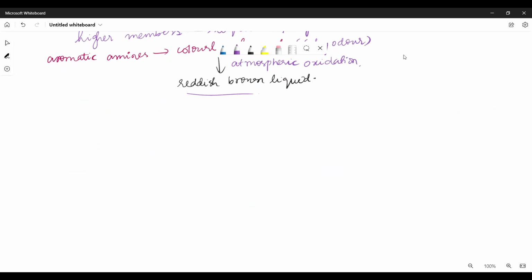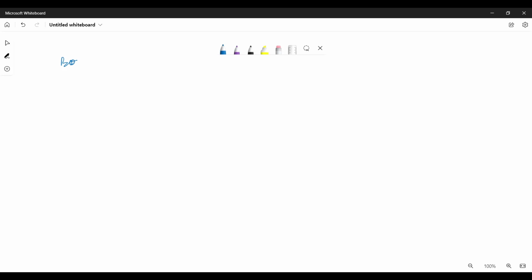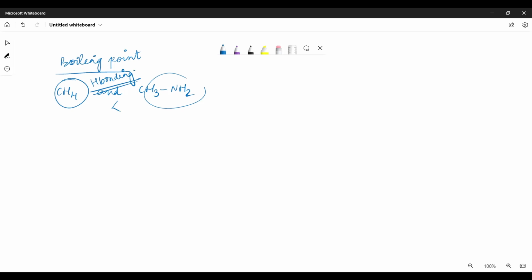Now, after this, let us look at boiling point. Here we have a slight comparison of how amines have higher boiling point and melting point than alkanes. If you take methane and methanamine, of course methanamine is going to have the higher boiling point and melting point. In methane no hydrogen bonding is present, which means the bonds can be broken easily and the boiling point is lower. But in methanamine hydrogen bonding is possible, so the strength of the NH bond is more, breaking is less. That's why the boiling point will increase.